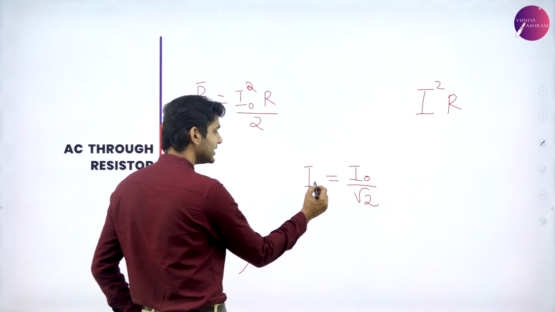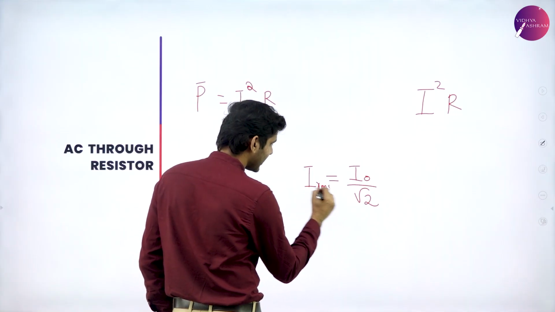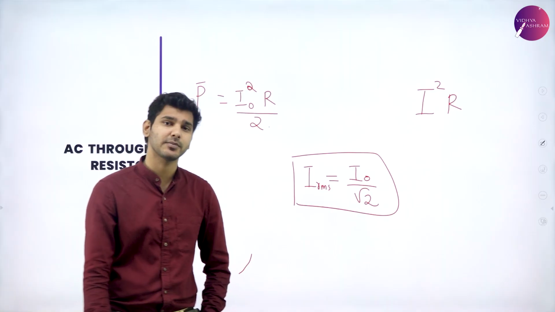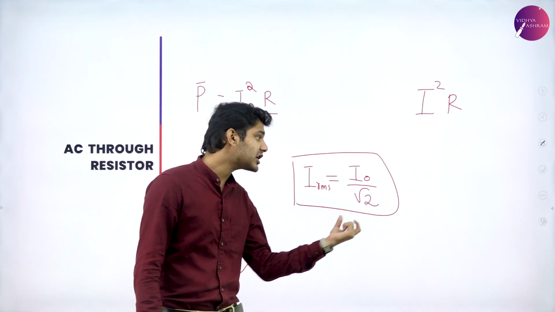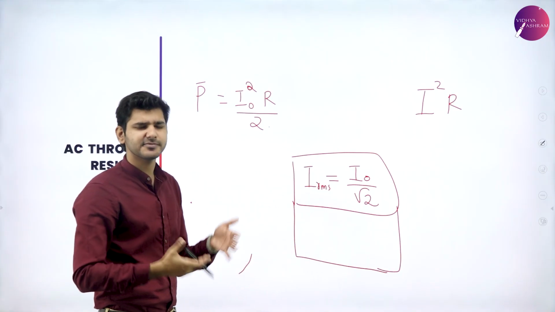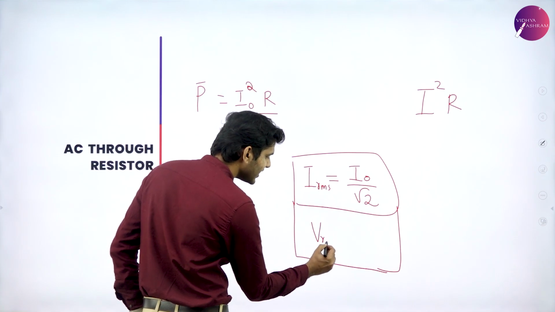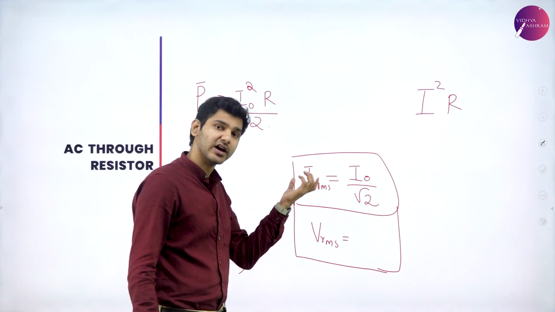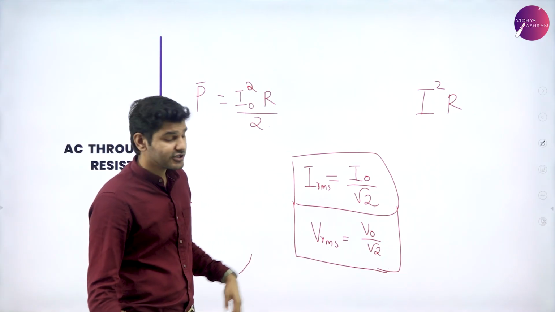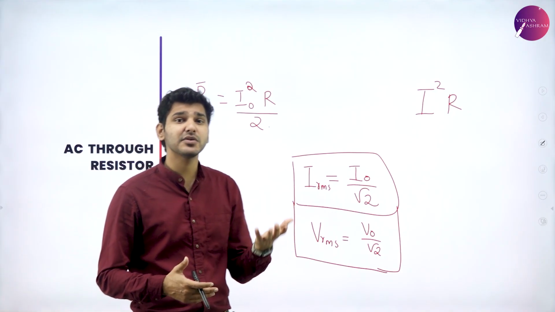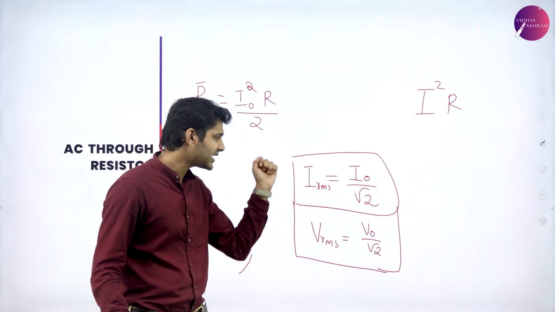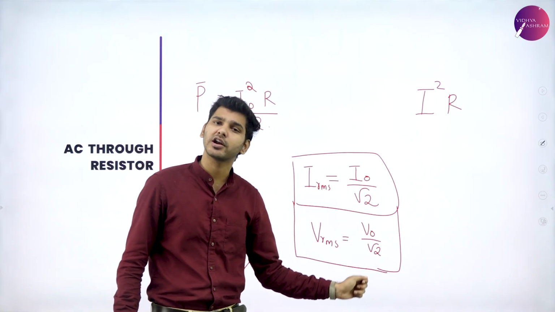This particular relation between the DC current and the AC current, that I RMS is equal to I naught divided by root 2, is a very important thing you have to remember throughout this chapter. That is, the RMS value of current is equivalent to I naught divided by root 2. Similarly, we can also prove it for voltage, but simply take my word for it. For voltage also, V RMS will be equal to V naught divided by root 2. So this is how the RMS values are related. Remember, the RMS value is just there so that we can equate AC current to DC current. So we know that I RMS is equal to I naught divided by root 2, and V RMS is equal to V naught divided by root 2.